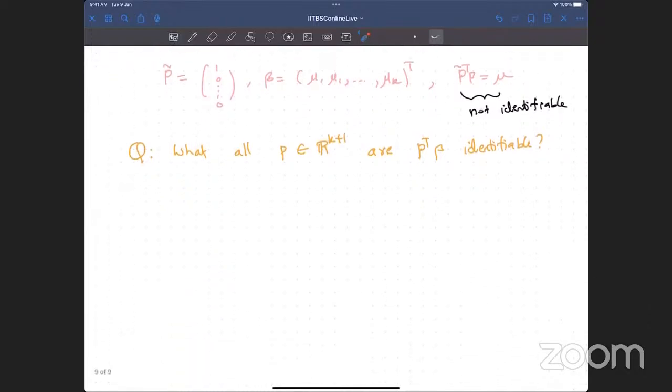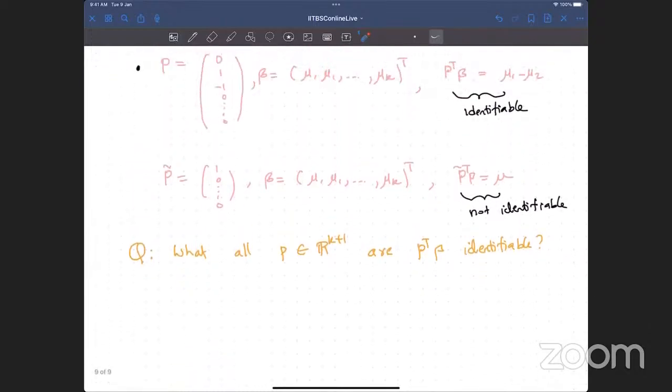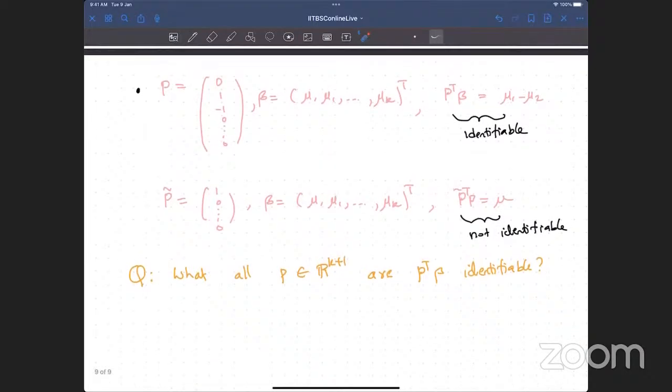So, sir, we cannot estimate mu1, mu2 separately. That's what I told you, right? It's not possible because the model will be the same if I change the parameter. That's right. Exactly.